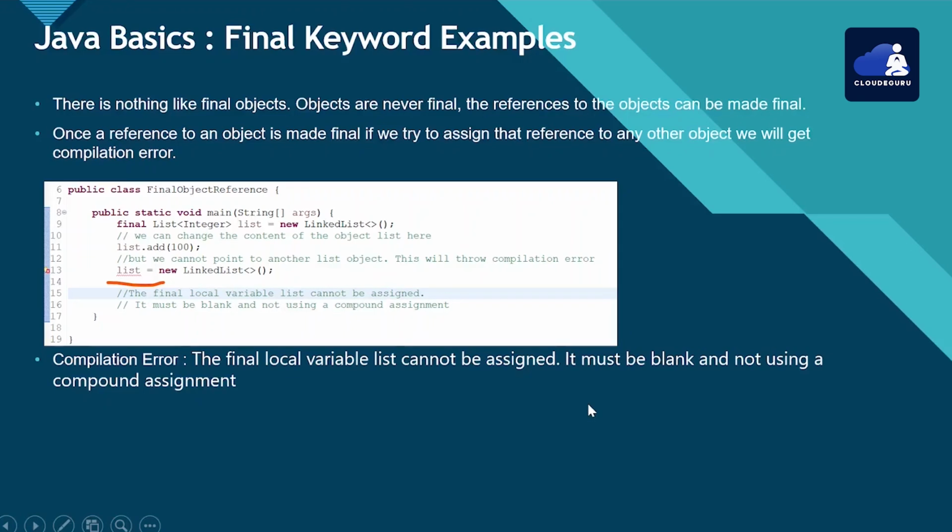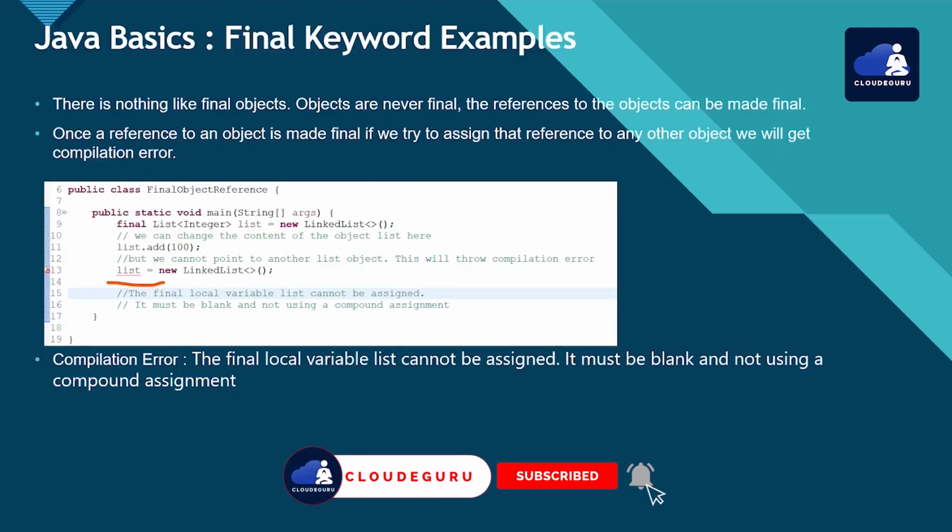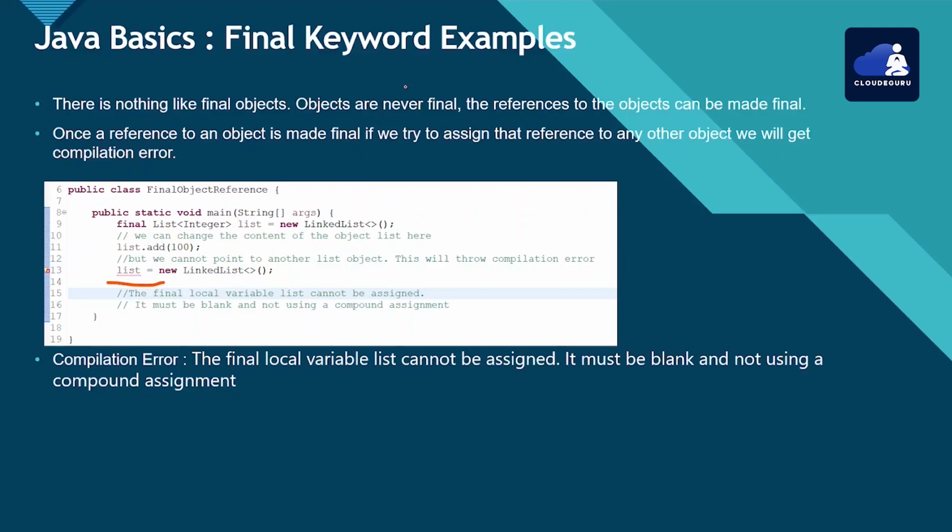Hello and welcome. In this lecture, we'll understand a very important concept. This concept is asked in interviews a lot of times. So in Java, there is nothing called final objects. Objects are never final. The reference to objects can be made final, but objects are never final.